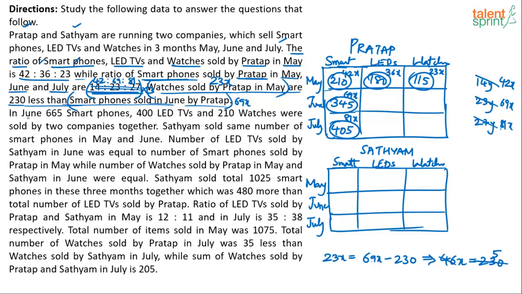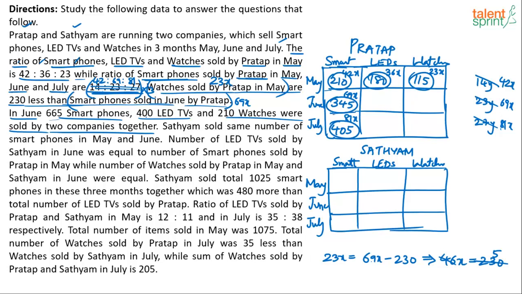Moving on. In June, 665 smartphones, 400 LED TVs, and 210 watches were sold by the two companies together. He's talking about June. In the month of June, he says 665 smartphones were sold by both the companies together. So refer only to June. Now both the tables have to be considered together. You're able to follow? 665 smartphones were sold by both the companies together.